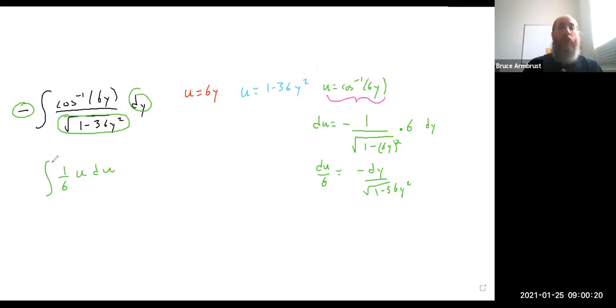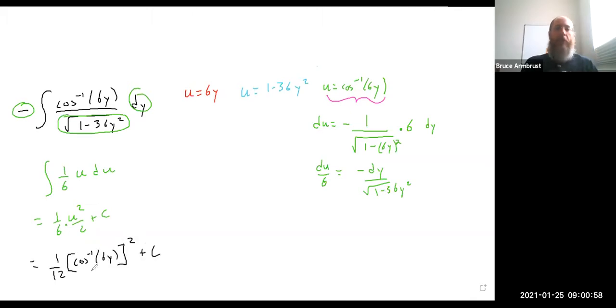Anyway. All right, so this is what it looks like. In terms of what you're putting into the boxes, we're going to let u be inverse cosine of 6y. Du is going to be all this garbage. But then the integral is just 1/6 u. So I actually do want to finish this one off. The 1/6 is a constant multiple. u gives us u squared over 2. So when we put back in our u, we get 1/12 cosine inverse of 6y, squared, plus c. So this is the antiderivative of this ugly, gnarly looking thing.